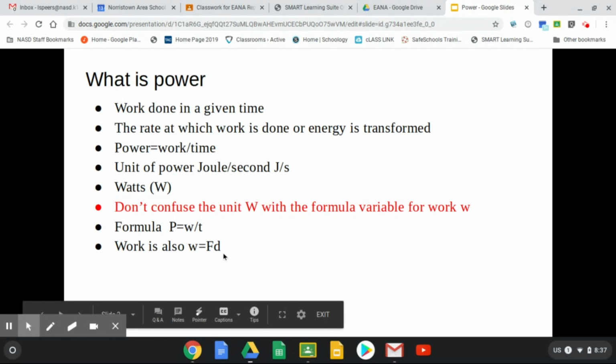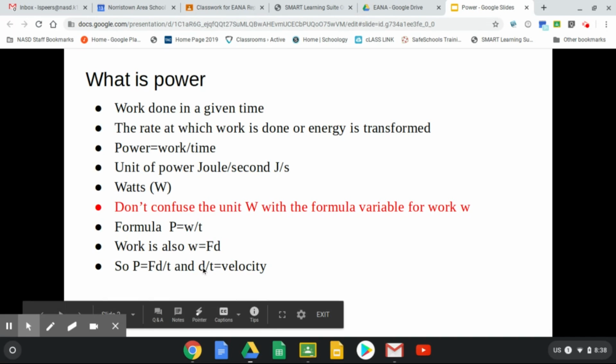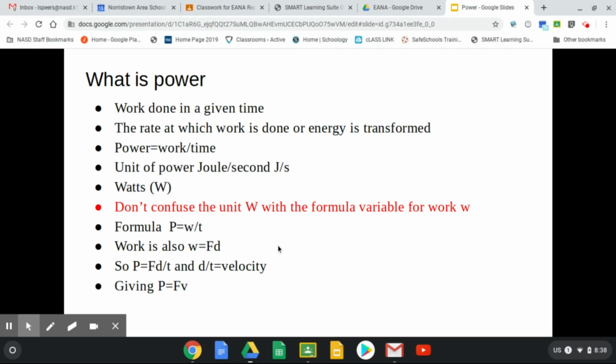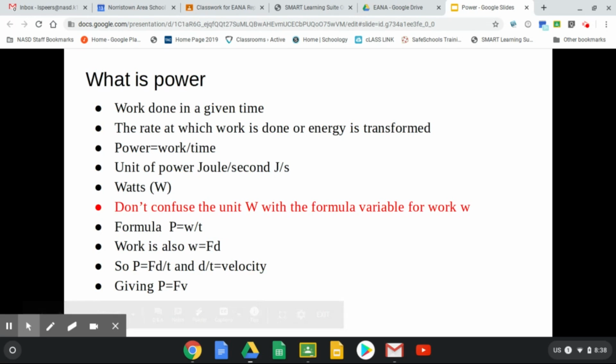Work is also force times displacement. So if we substitute that in, power can also be defined as force times displacement divided by time. But if you remember from chapter 2, displacement divided by time is also equal to the average velocity. So we can also define power as force times the object's velocity, as long as that velocity is constant.